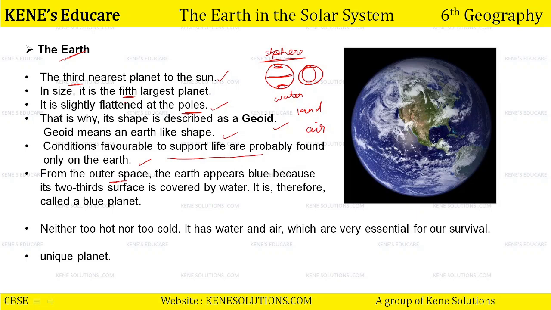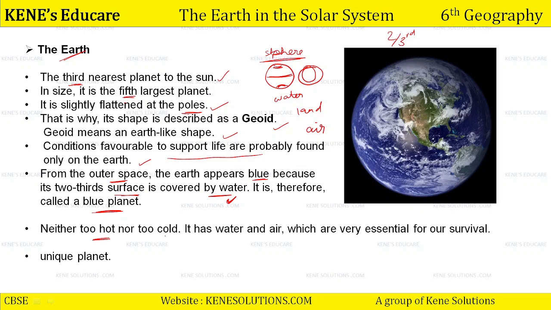From outer space, the Earth appears blue. Most of the time, whenever I have shown you Earth, it seems more of a blue planet because two-thirds of its surface is covered by water. That is why in outer space, it seems to be a blue planet, and that is why it is also called the blue planet. The other name for Earth is the blue planet.